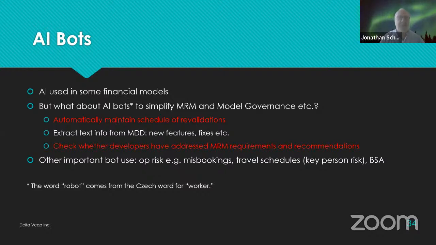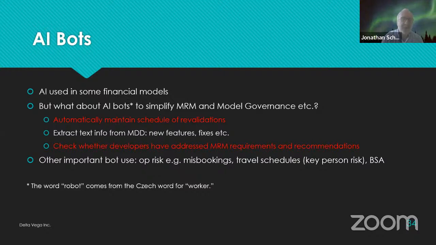So, for example, one of the most tedious things that I've seen in model risk management is that someone needs to go through this gigantic inventory and figure out what are the next models to be revalidated, let's say in the next month or two. And that's just paging through spreadsheets, which I don't know about you, but that's my least favorite thing in the world to do. And there are always human errors. You overlook things. So that would be a good application of AI bots.